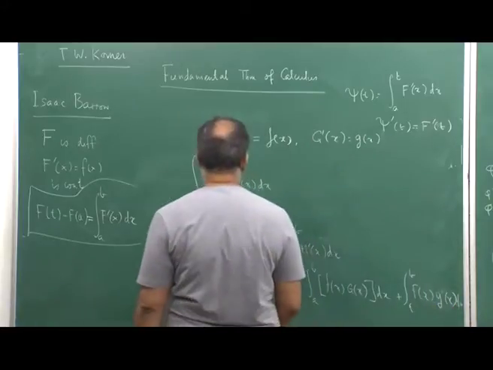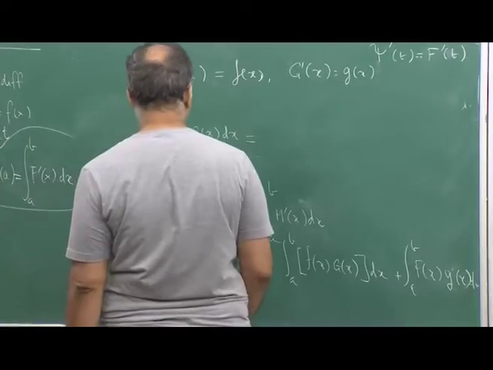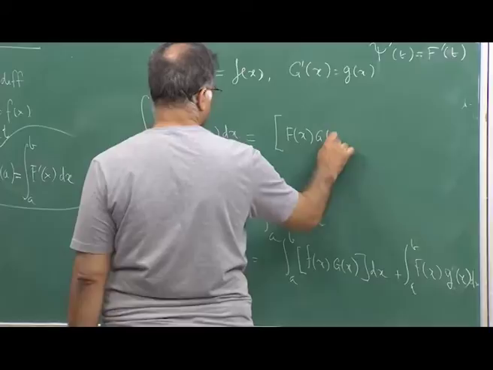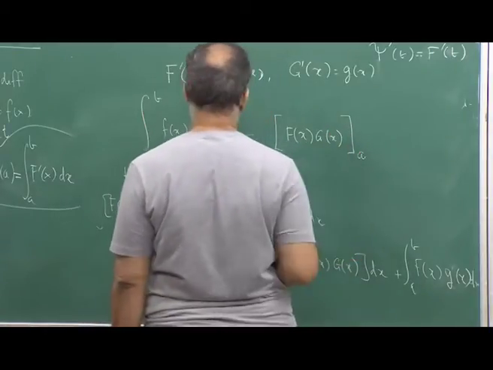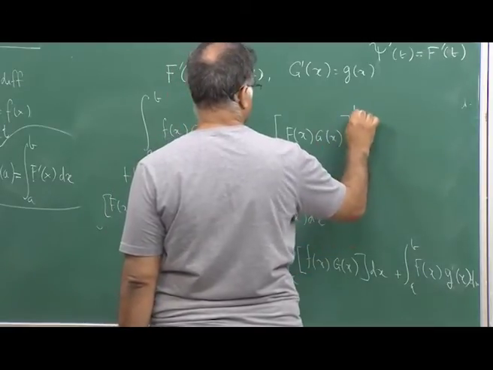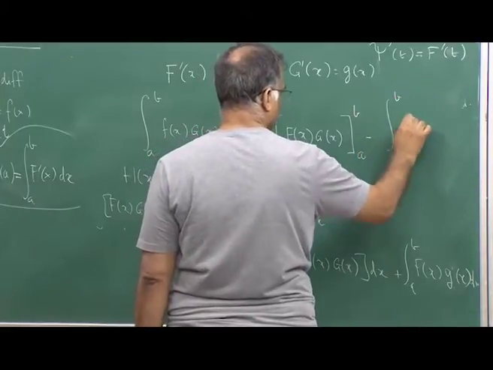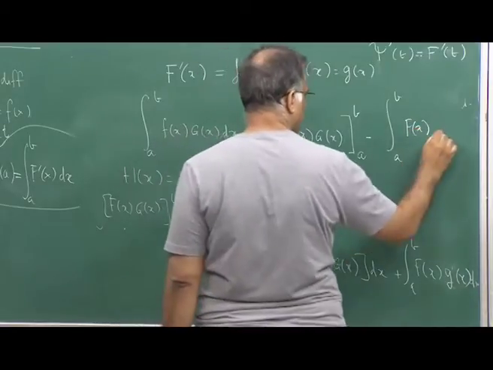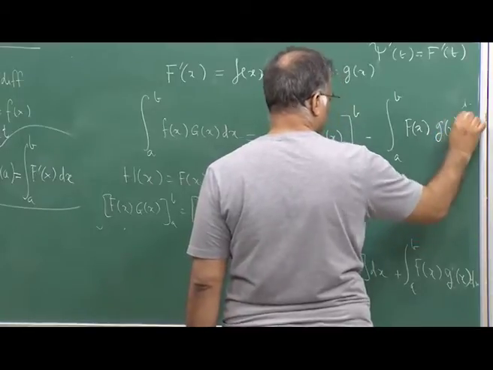So what is this formula of mine? If I look at it from this angle, this is nothing but F(x) G(x) from a to b, minus the integral from a to b of f(x) G(x) dx.